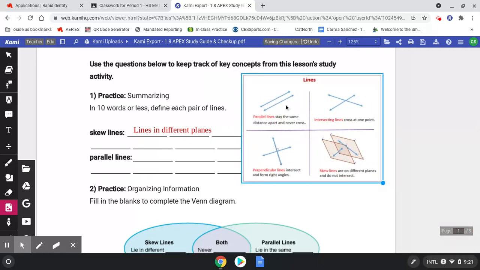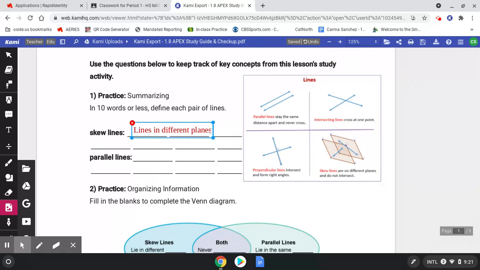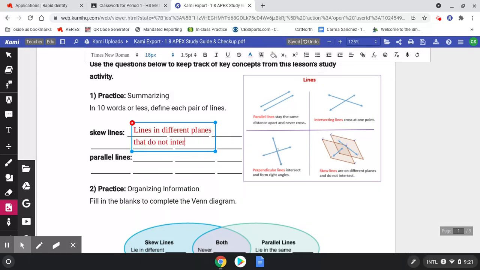But basically, picture these parallel lines. That's the next definition we're doing. Look at these intersecting lines that touch at one point. Look at perpendicular lines. And then here's our example of skewed lines. They're on different planes and do not intersect. So we can add that piece to the definition as well.